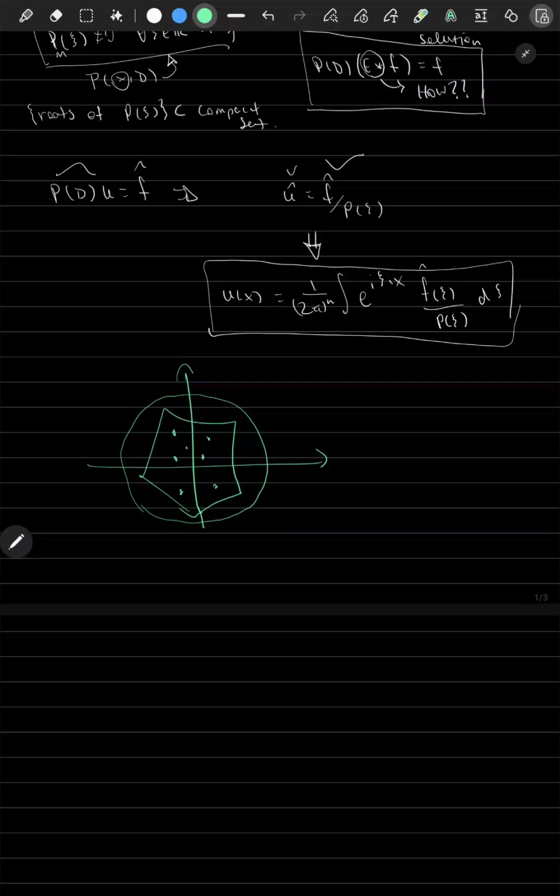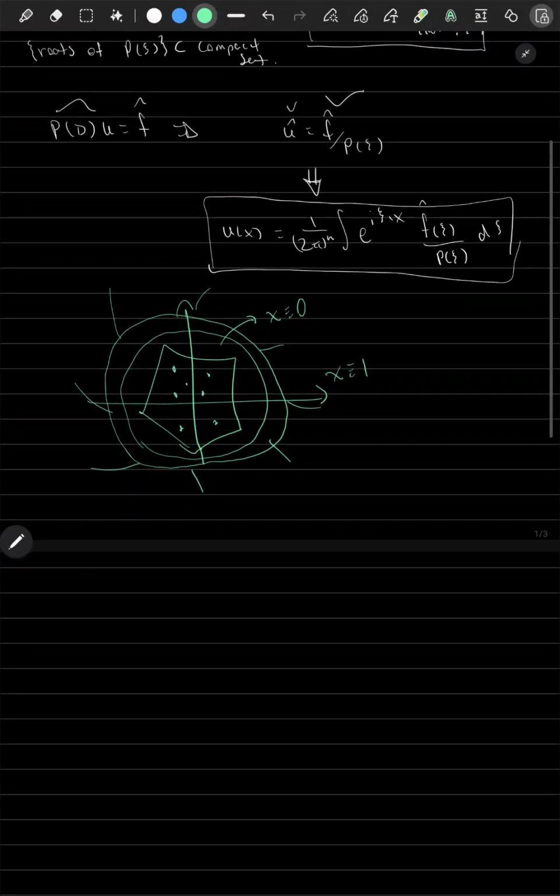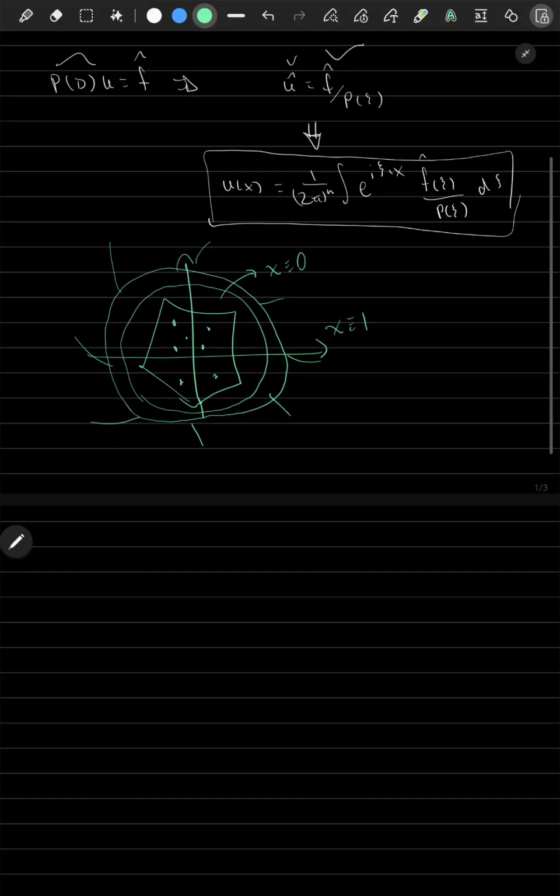and define a cutoff function chi, such that chi is 0 in this ball. We can take another open ball slightly larger than this one to allow chi to grow to 1. And then outside of this slightly larger ball, chi is 1. So this will be our cutoff function that eliminates the zeros of P.